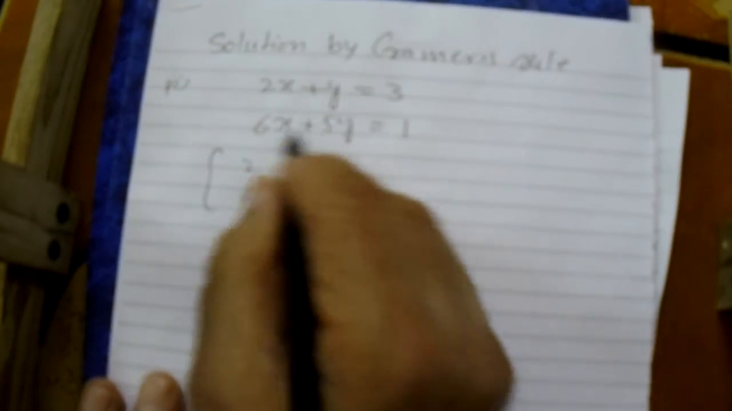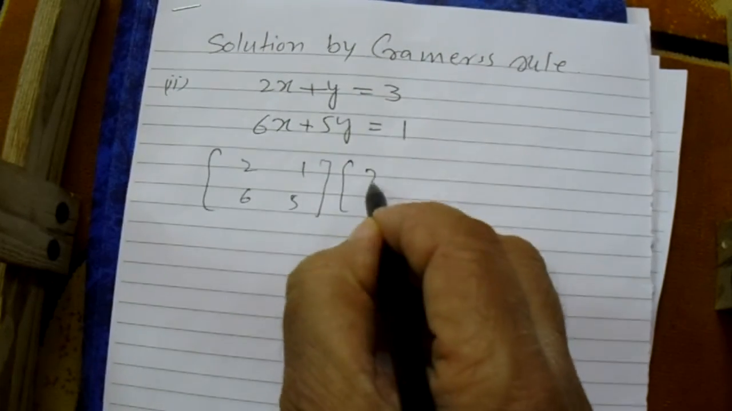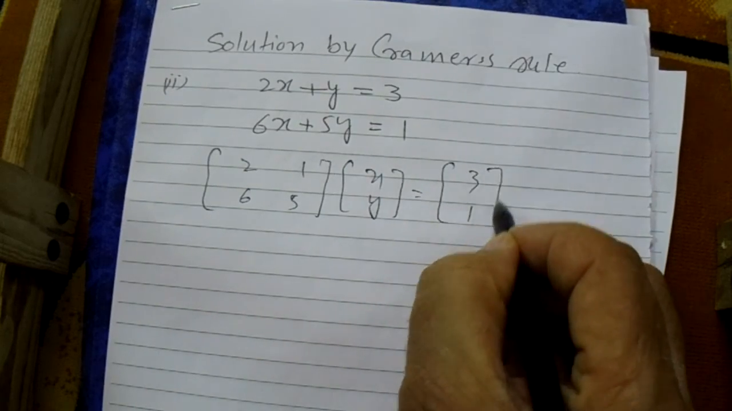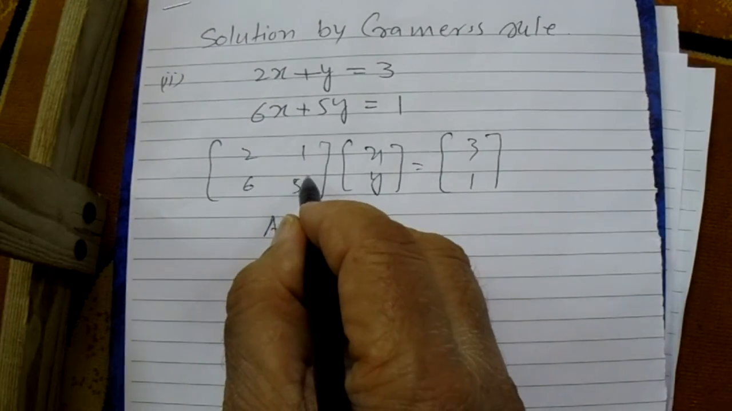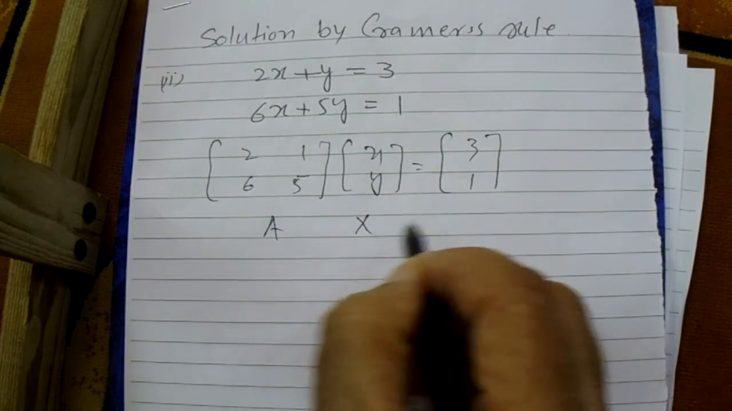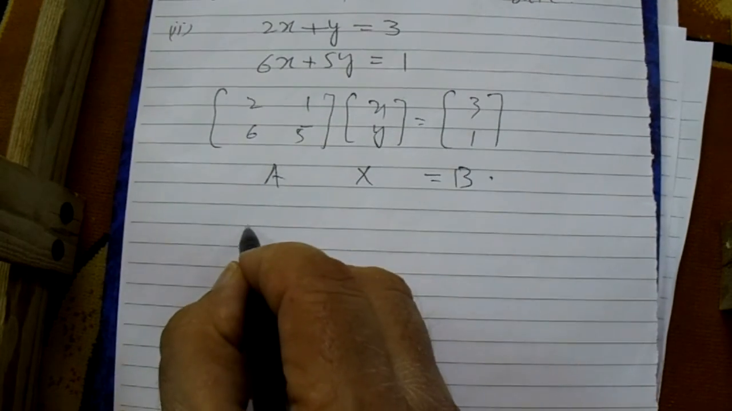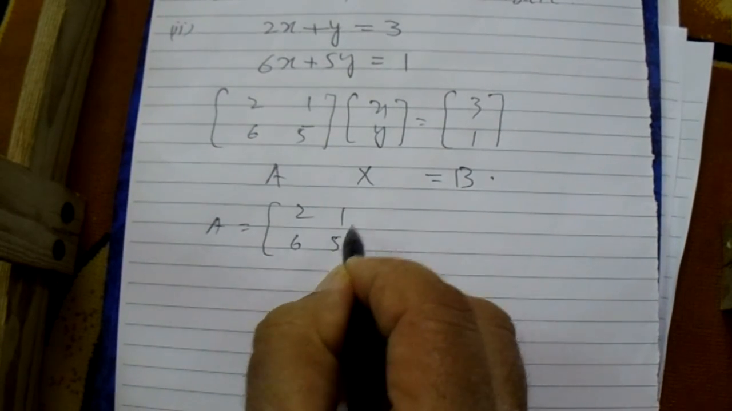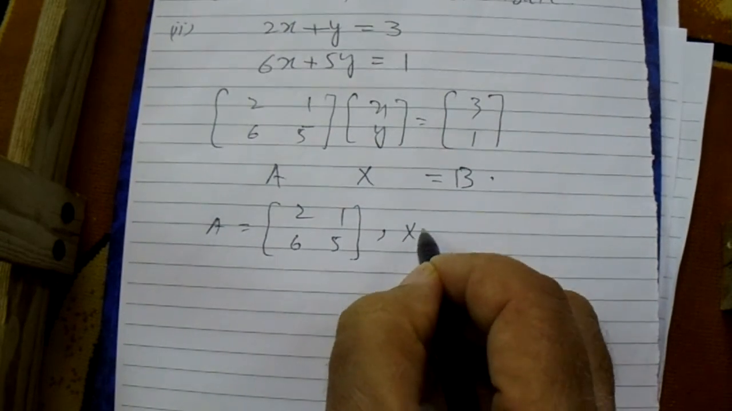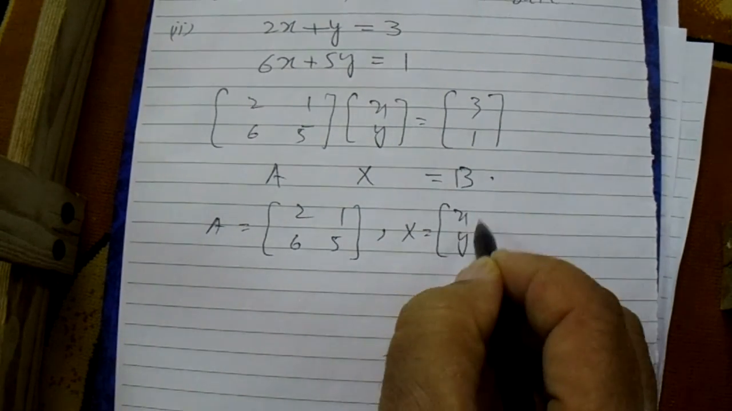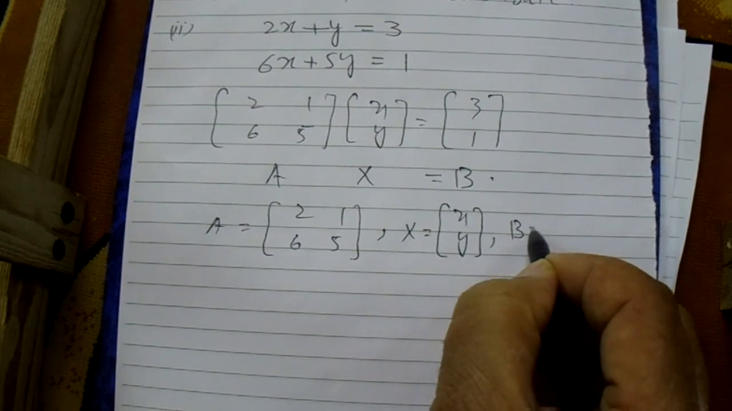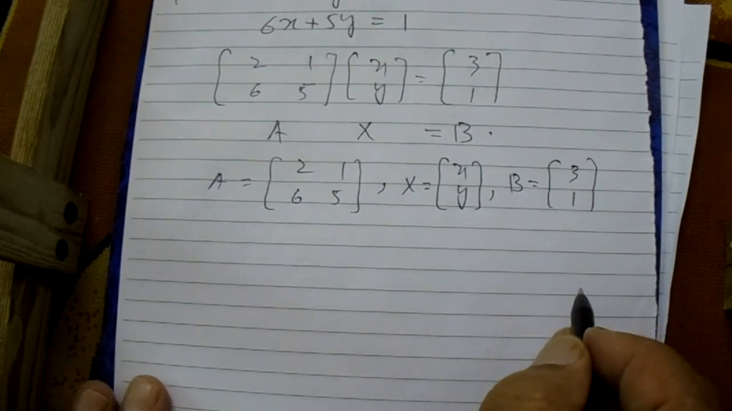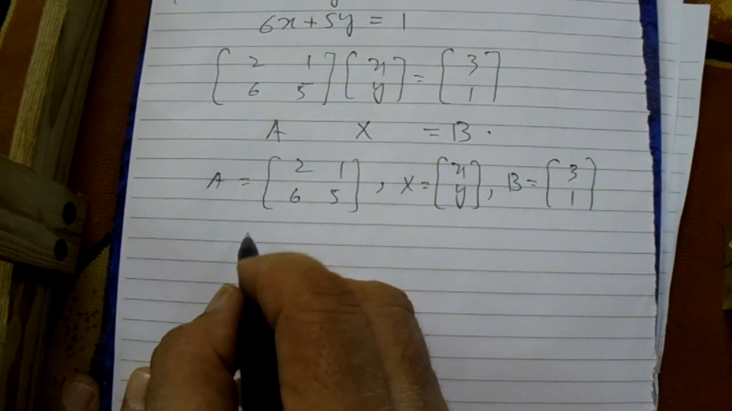It means we write the coefficient of the variable, and here also x y is equal to 3 1. Now we have written this is our A, this is our X, this is our B. We write separately: A is equal to 2 1 6 5, and again here X is equal to x over y, and B is equal to 3 and 1.